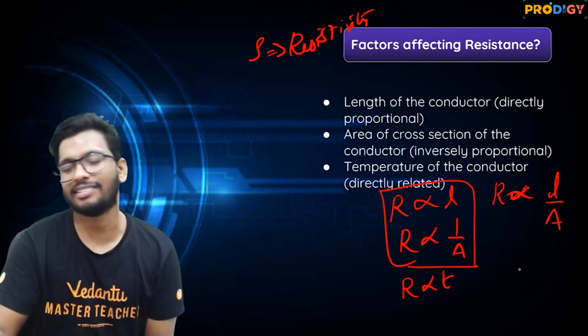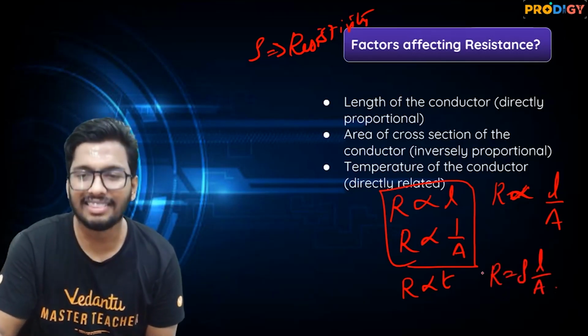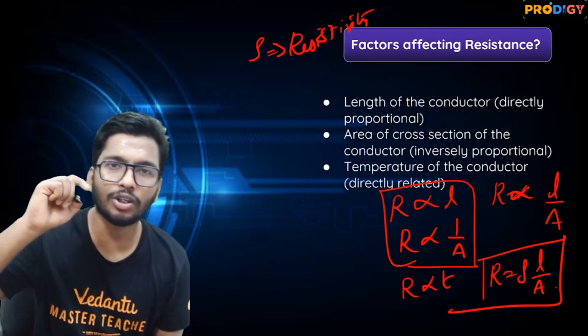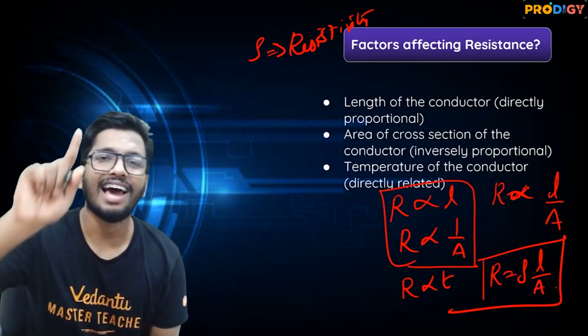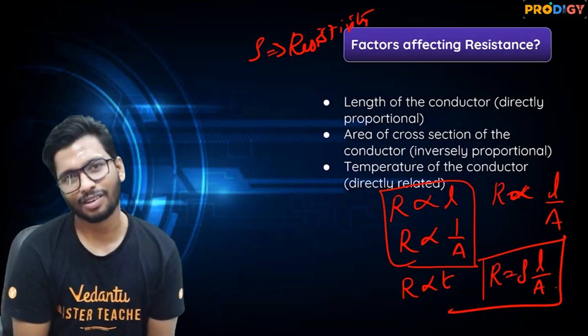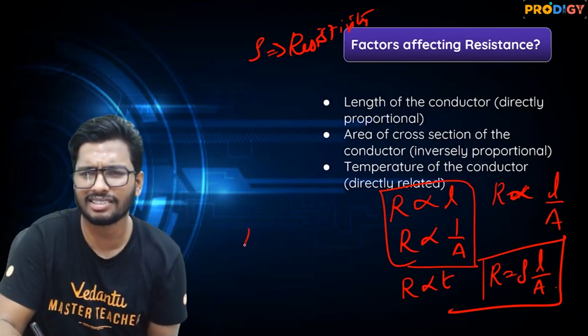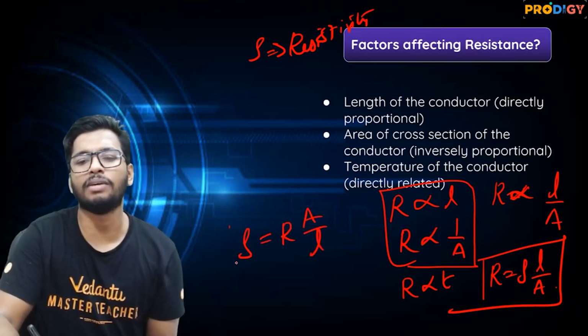So my formula then becomes R is equal to rho L by A. And this, my friends, is a very, very important formula in order to calculate resistance when the length of the conductor is given, when the area of cross section is given, and the resistivity of a conductor is also given. And if you want to find out the resistivity, what will the formula become? Just simple arithmetic. So resistivity is equal to R into A by L.